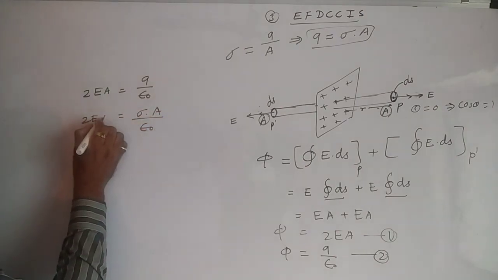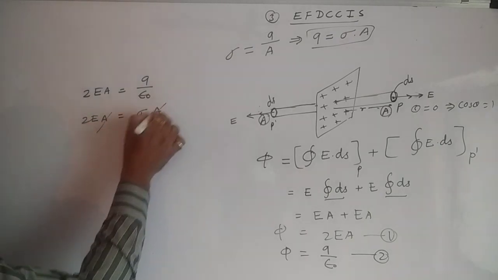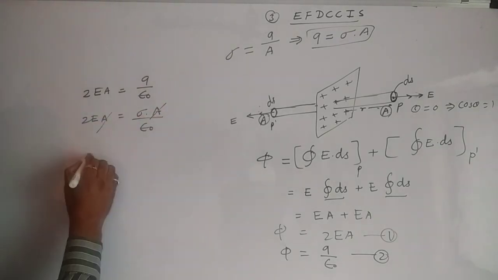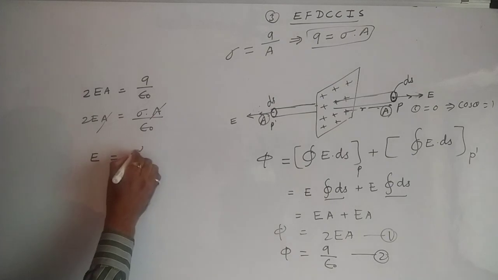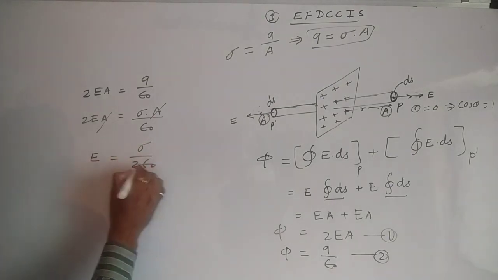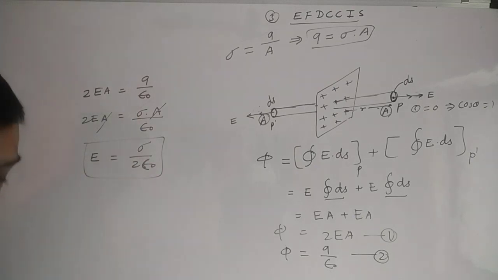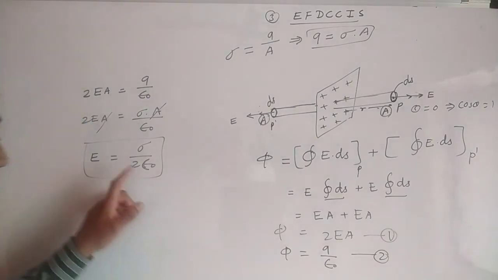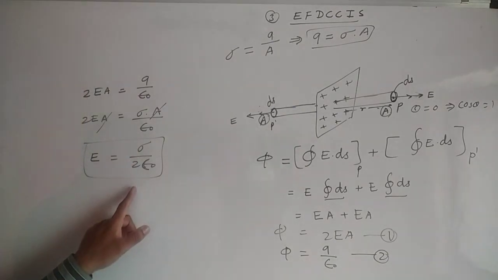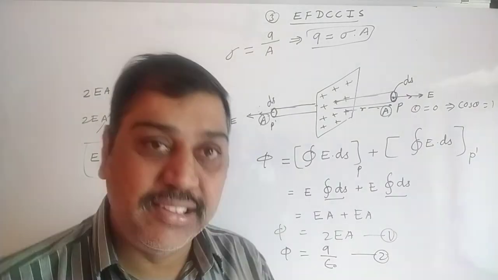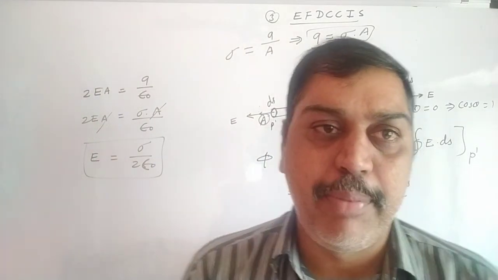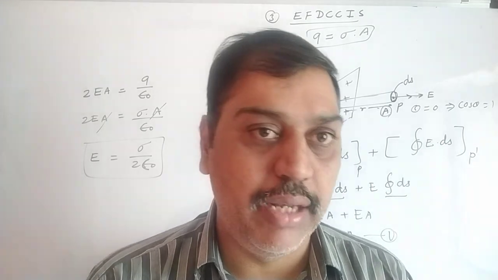So here it is 2EA. The area on the left side and the area on the right side cancel out. So E equal to sigma divided by twice epsilon 0. This is the equation for electric field intensity. The electric field intensity due to a charged conducting infinite sheet comes to be sigma divided by twice epsilon 0. So these are the three applications of Gauss law that we have learned up till now.